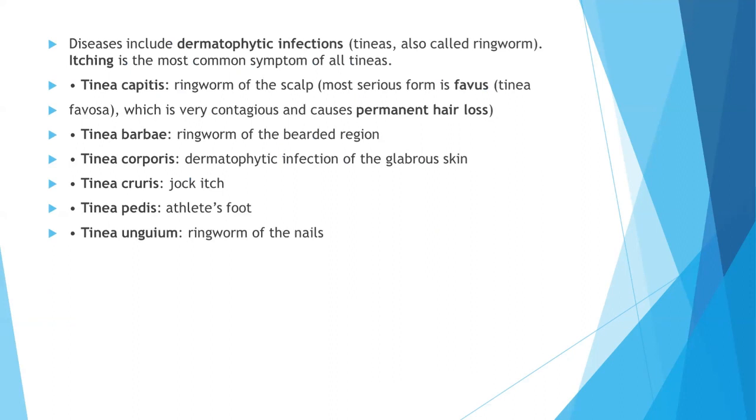Tinea capitis is a ringworm of the scalp, which is very contagious and causes permanent hair loss. Tinea barbae is a ringworm of the beard region. Tinea corporis, which is a dermatophytic infection of the glabrous skin. Tinea cruris, which is also called jock itch. Tinea pedis, so-called athlete's foot. And tinea unguium, which is the ringworm of the nails.